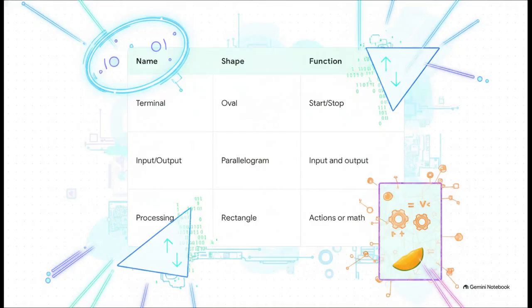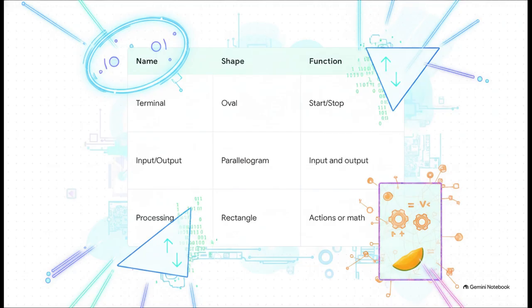There are 6 basic symbols you really need to know. Let's knock out the first 3. First up is the terminal box. Pay close attention to its shape. It is an oval. This oval is used exclusively for the start and stop commands at the very beginning and end of your program. Next is the input-output box, which is a parallelogram. A rectangle with slanted sides.